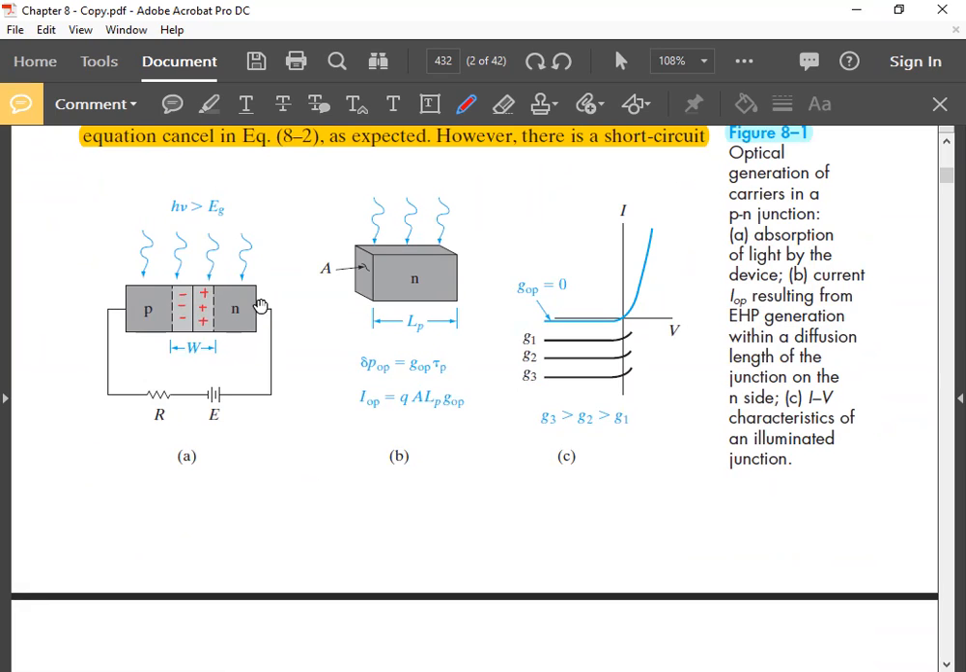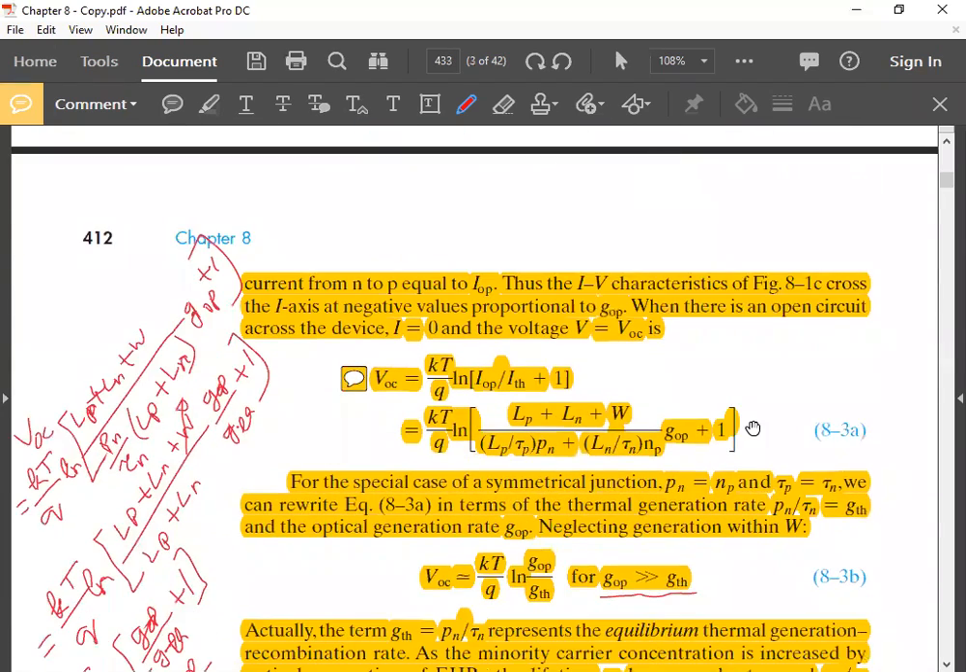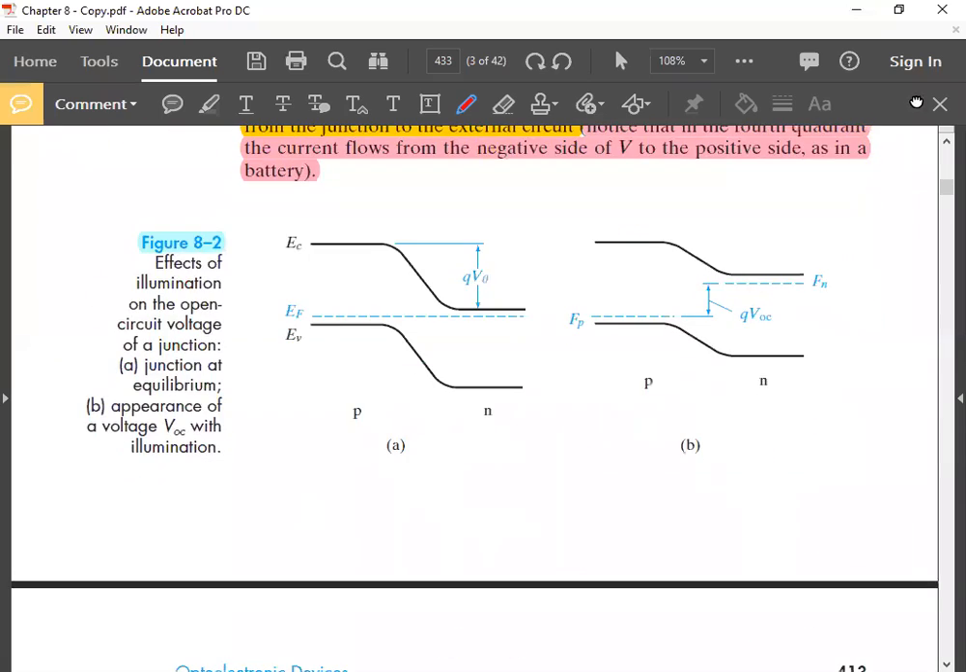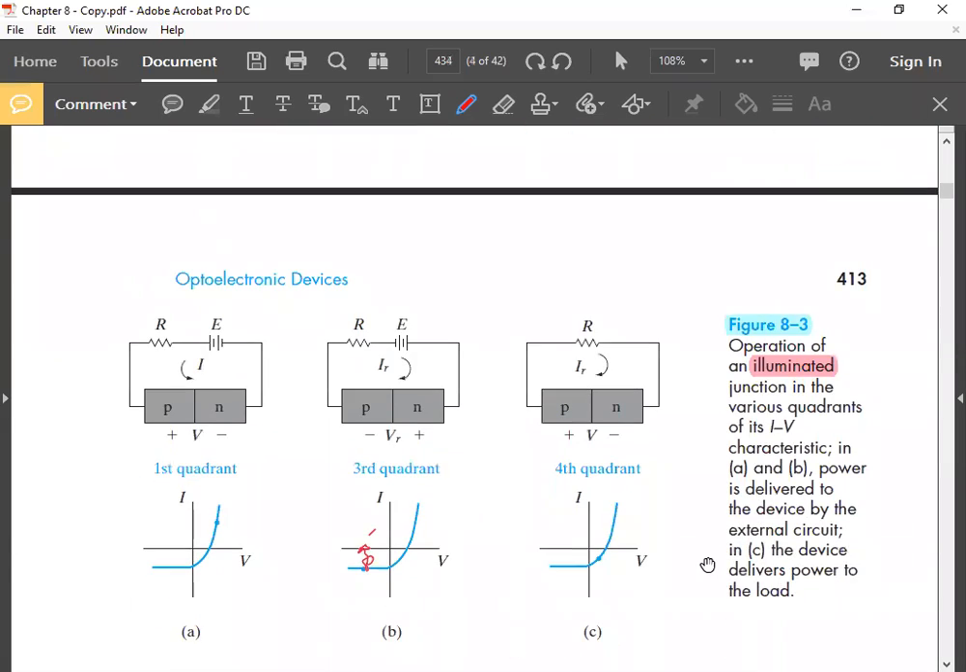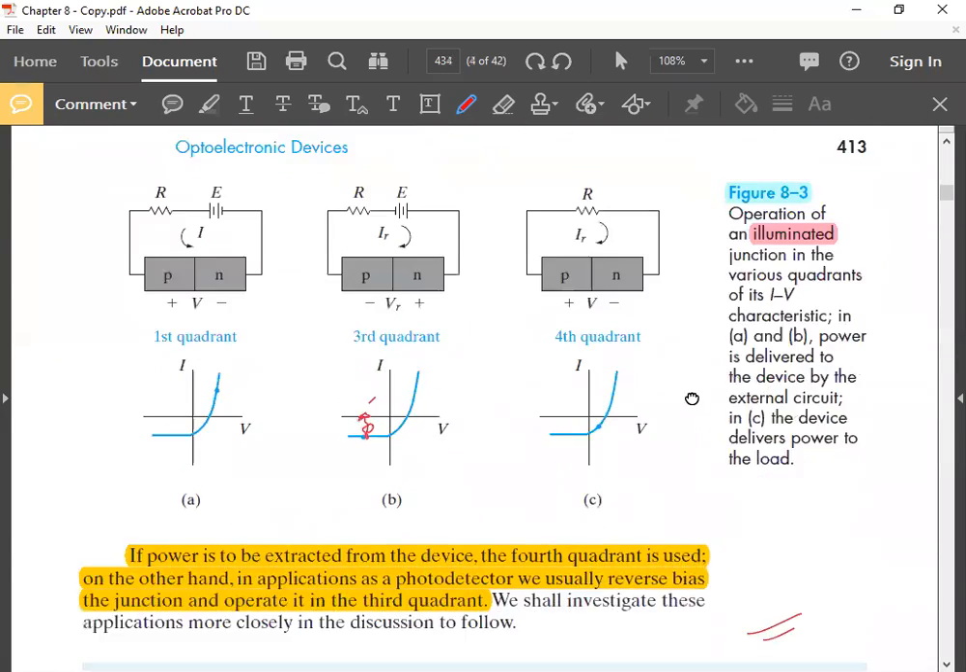Now you connect P and N, of course, through a resistor. Then what will happen? Current will flow from P to N through that wire.